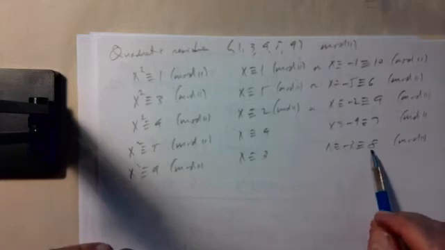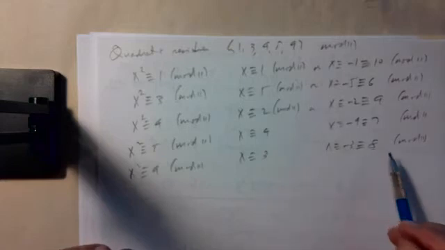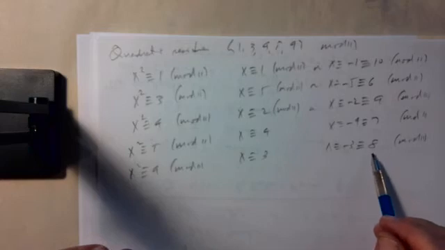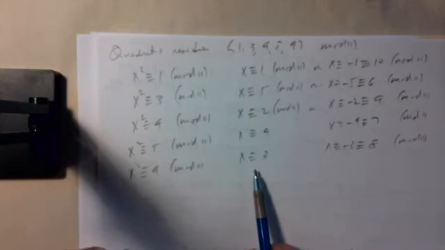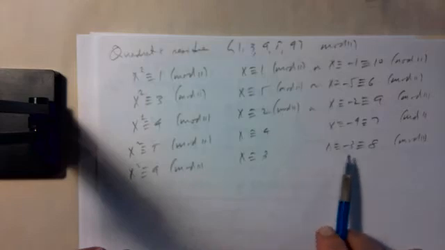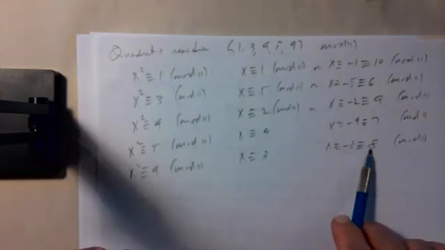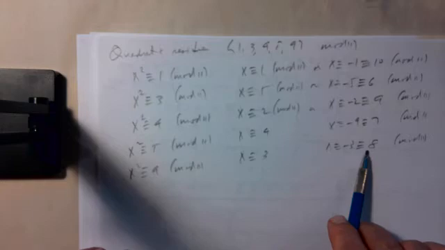And 8 squared is 64. 64 take away, oops, let's see, 3. 64 take away 9 is 75. Something is wrong.